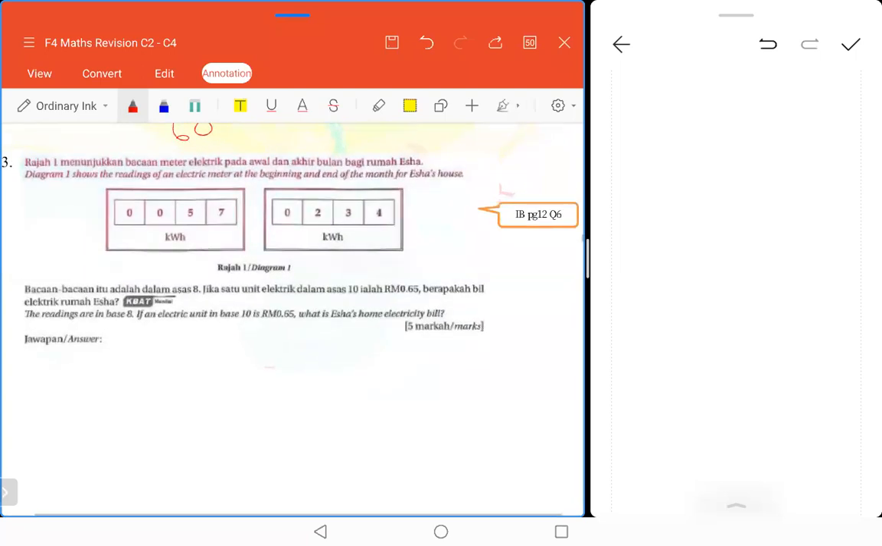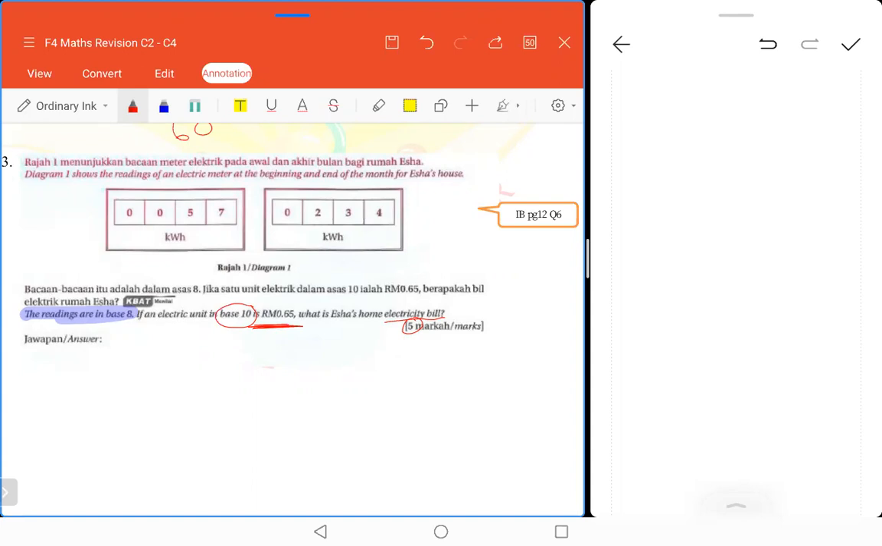So it comes out in paper 2. Assuming this one comes out in paper 2. Diagram 1 shows the readings of an electric meter at the beginning and end of the month of Isha's house. The readings are in base 8. If an electric unit in base 10, must be careful, the charge is 65 cents. So what is Isha's home's electricity bill? So first step, what should we do?